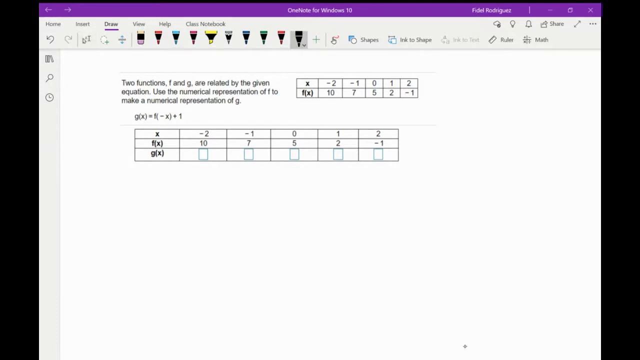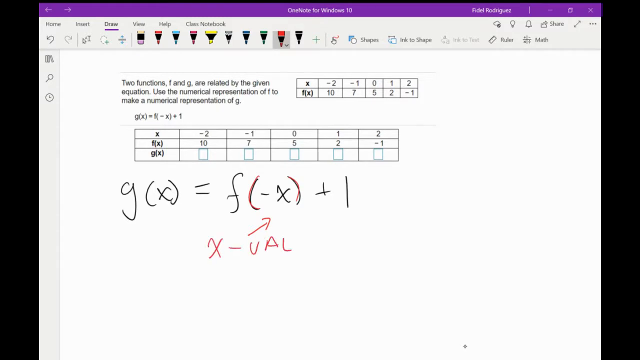So when I look at my f of x, it's equal to f of -x plus 1, right? Again, notice what we're doing here. Because this is on the inside of these parentheses, we're changing x values. We're just changing the sign.